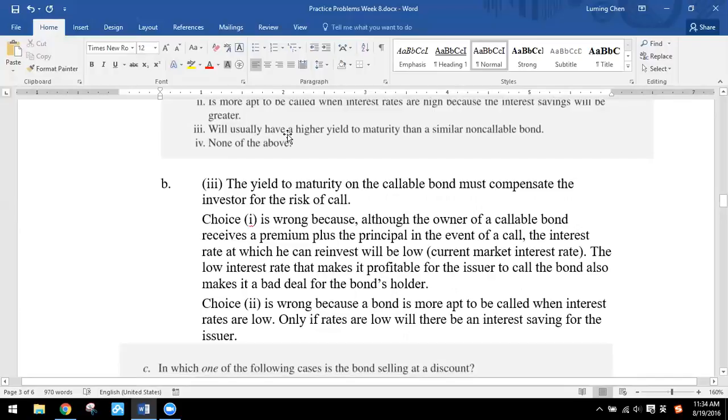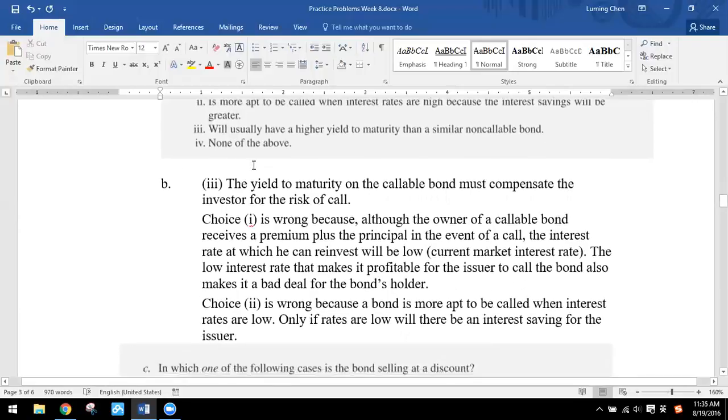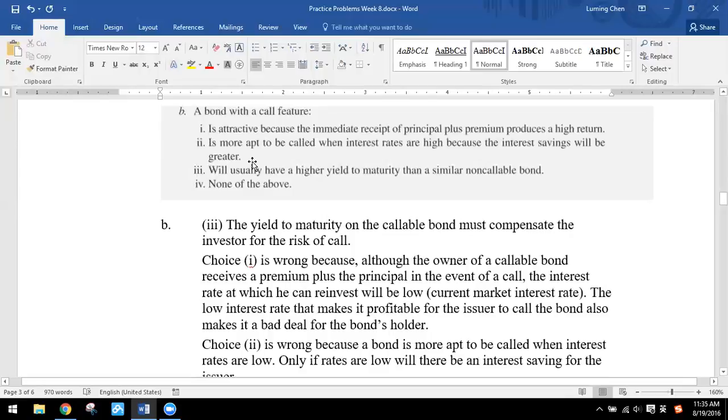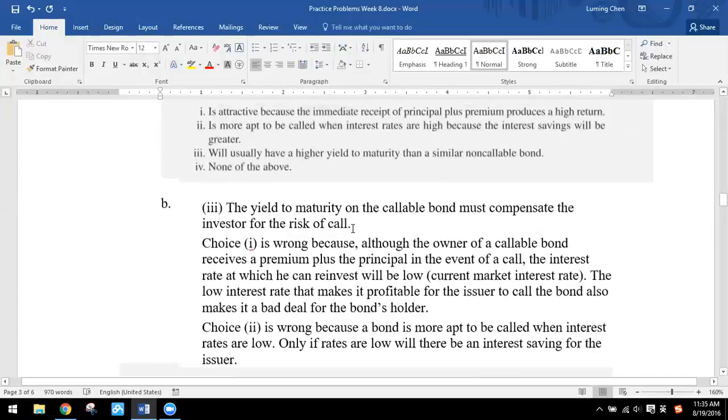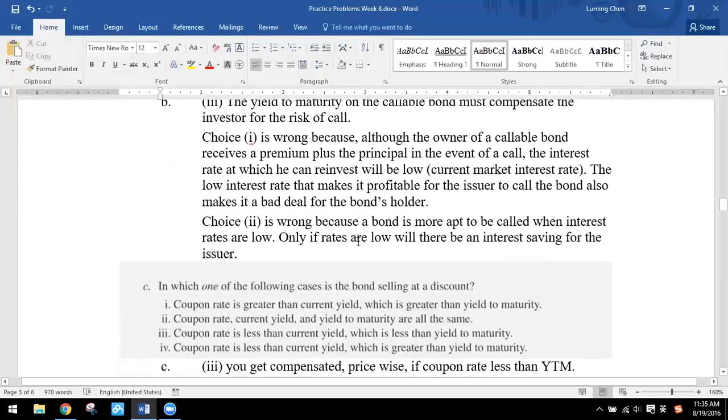C will usually have a higher yield to maturity than a similar non-callable bond. This is true, and this is the major feature that interests the investors to the callable bond, because the yield to maturity on the callable bond must compensate the investor for the risk of call. Because when the bond is called, the reinvestment rate will be low.